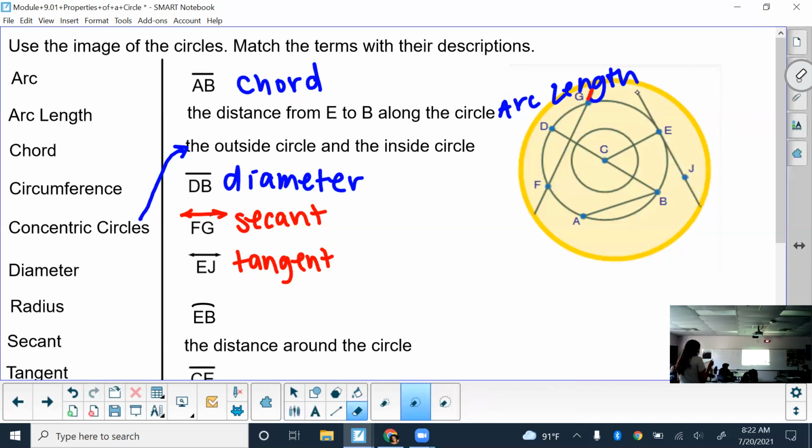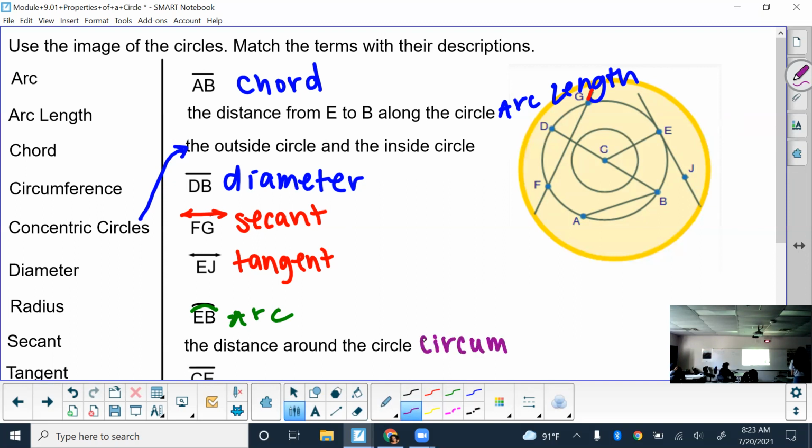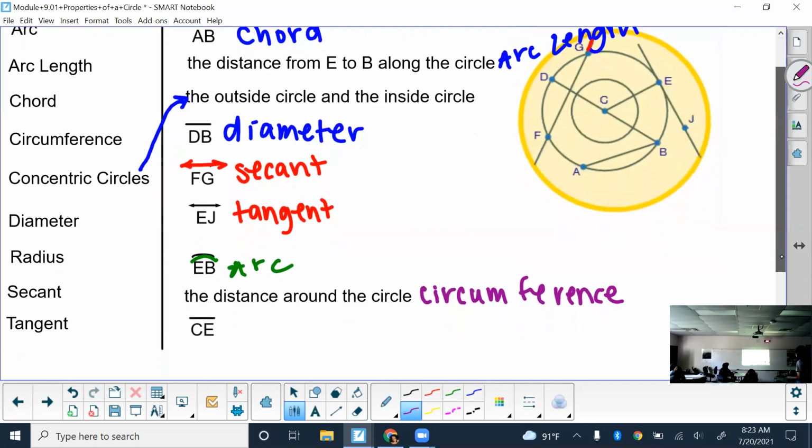With that symbol on top. Good, arc. I don't usually see that symbol drawn, but if it is, that means it's talking about an arc. So the distance around the circle would be what? Circumference, good. Kind of like your perimeter of the circle. So distance around the circle is circumference.